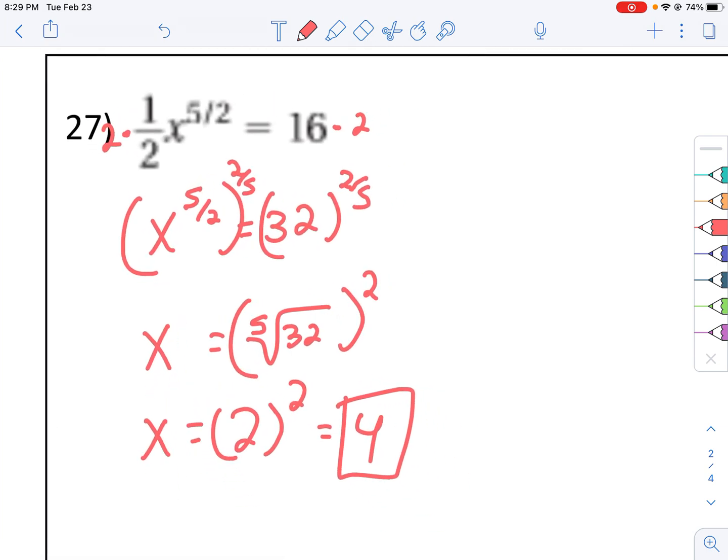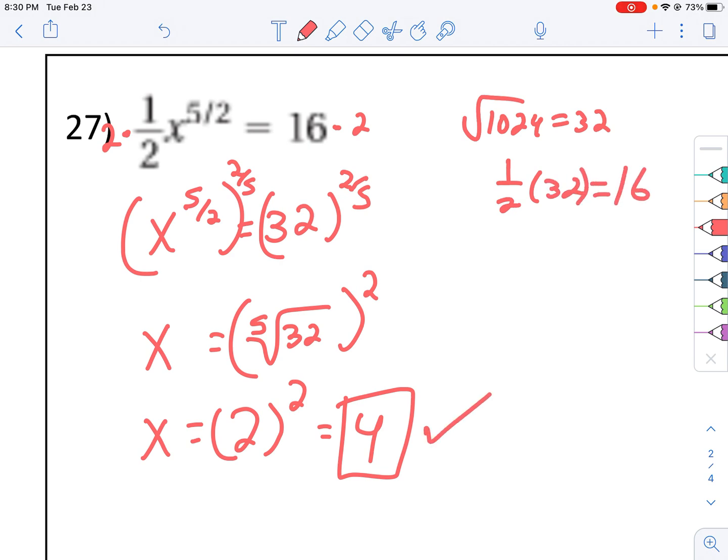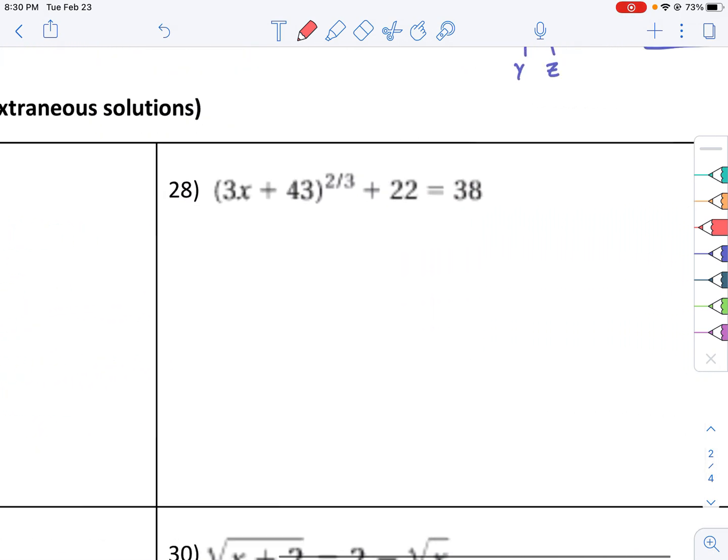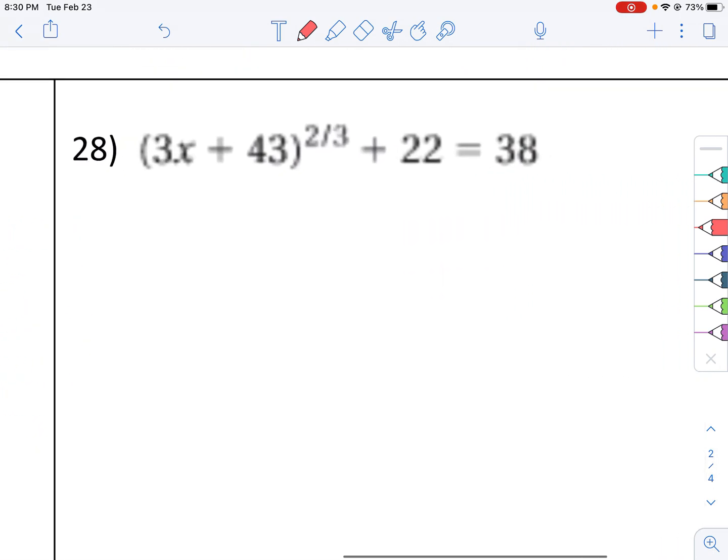Let's think. 4 to the 5th power, that's a pretty big number. So 4 times 4 times 4 times 4 times 4, 1024. If you take the square root of 1024, let's make sure we get 32 out of there. Square root, yep. So the square root of 1024 is equal to 32. Then you go 1/2 times 32 to get 16. So 4 does in fact work. Awesome. So let's slide over to 28.